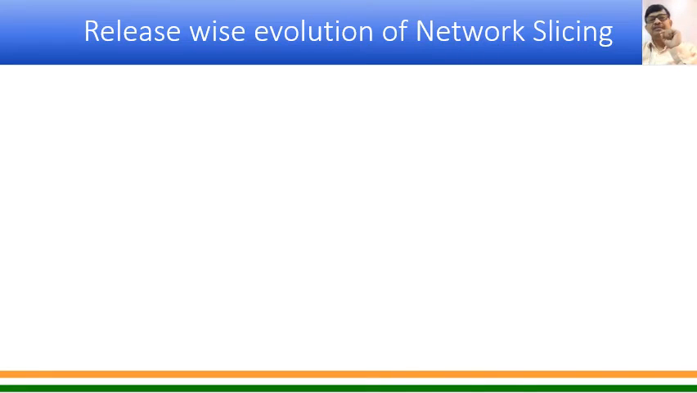Now let us look at release-wise evolution of network slices. As I said, 5G started with release 15. So as of now, we have release 15, release 16 and release 17 as far as standards are concerned. The commercial products are becoming available up to release 16. So let us have a look at basic features which came in a particular release.